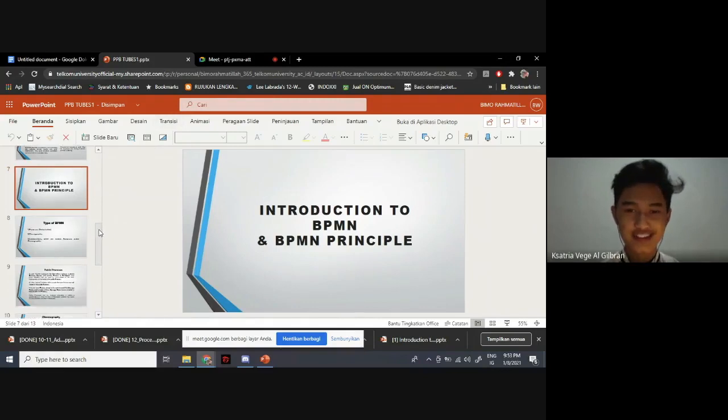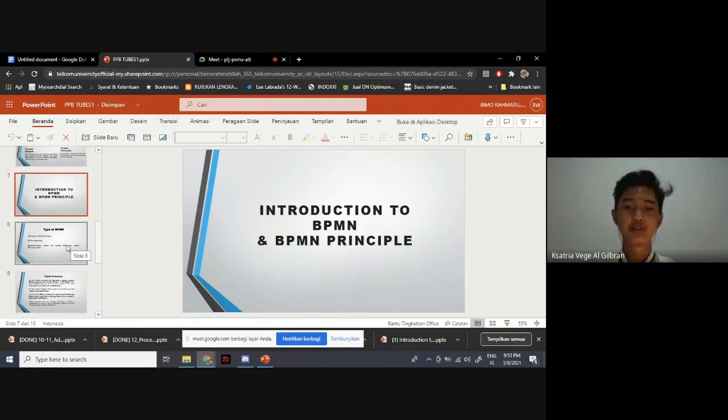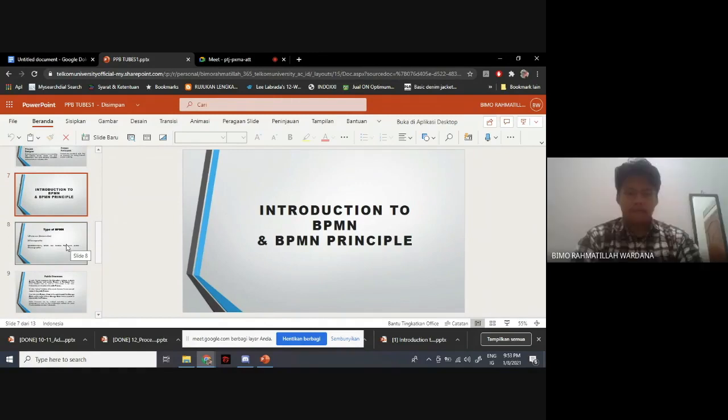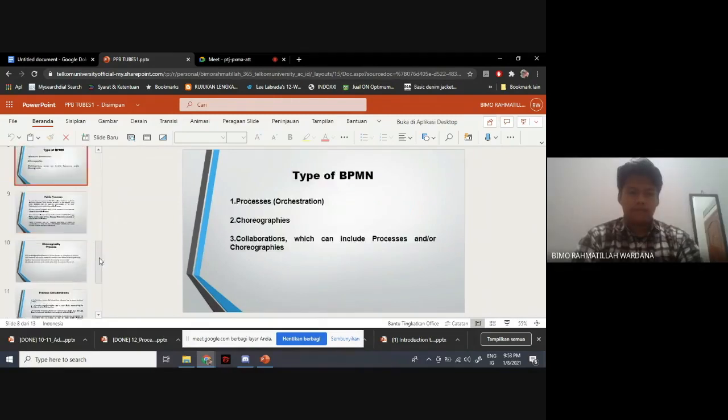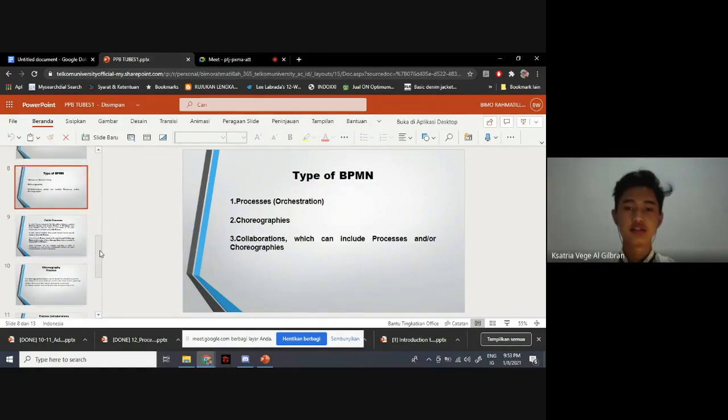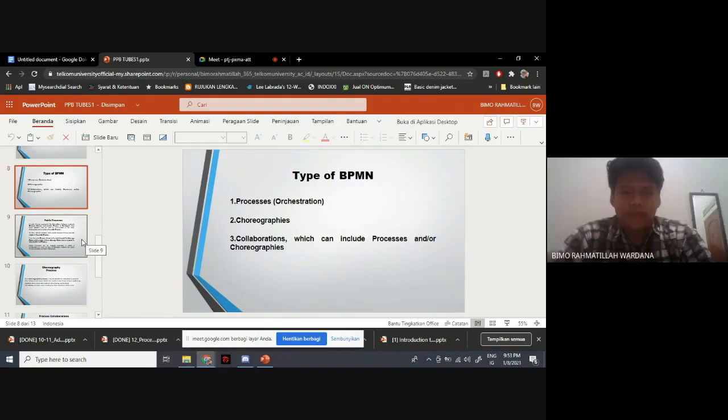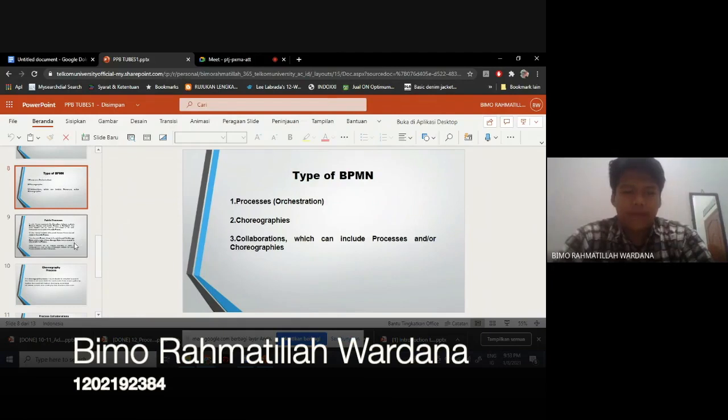Next, the introduction to BPMN and BPMN principles. There are three types of BPMN. The first is the process or orchestration, the second is the choreographies, and the third is collaboration, which can include processes and/or choreographies. Okay, the next will be explained by me.